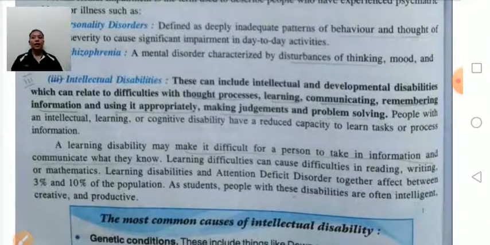There are three types of disability. Disability is a disadvantage that affects a person's ability to do his day-to-day activity. The three types are physical disability, cognitive disability, and intellectual disability. Physical disability means that due to a physical disadvantage, the person is not able to perform his daily activity.